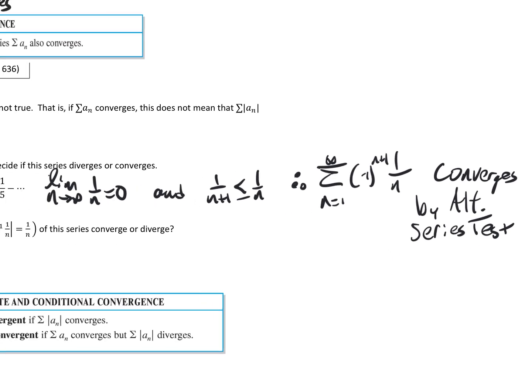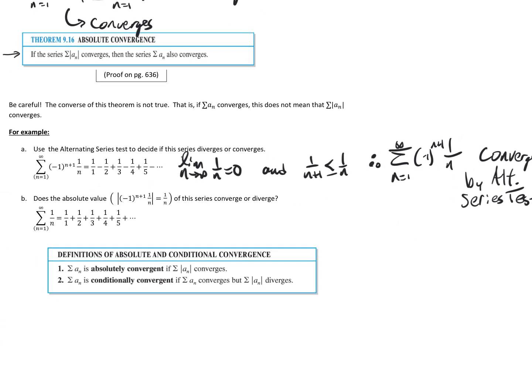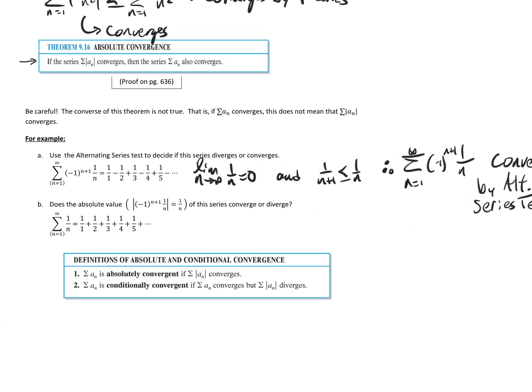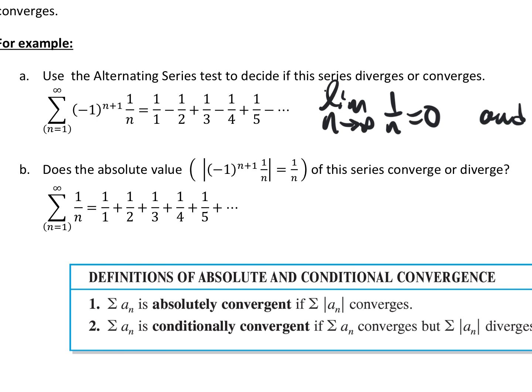Now, the original function converges, but does the absolute value of this converge? Well, keep in mind here that the absolute value of this just drops the negative 1 and is 1 over n. And does the sum of 1 over n converge? No, we know this diverges because it's our harmonic series, and we've proven that already.